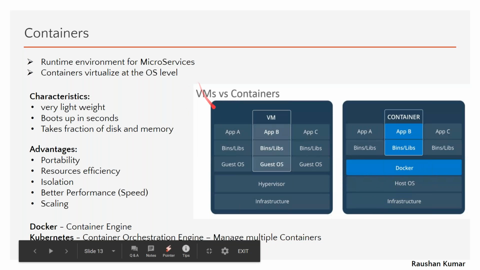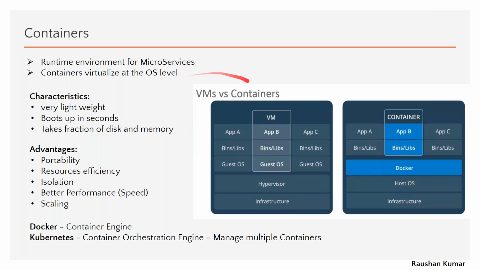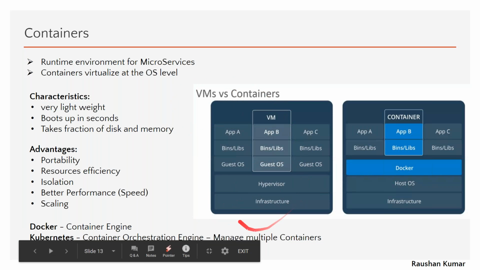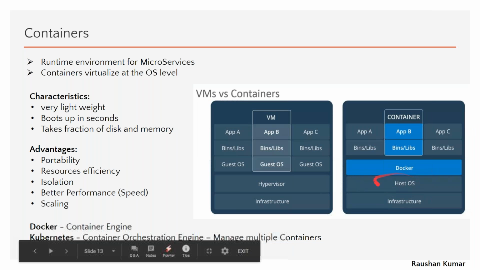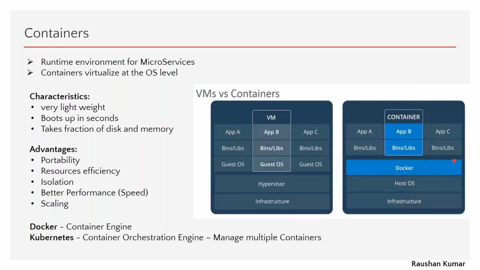Okay, so in the case of VMs, it virtualizes at the infrastructure level. Here, see VM A, VM B, VM C. But in the case of containers, it virtualizes at the OS level. Now I have app A, app B, app C. I can have app A as my web server, app B as my app server, and app C as my database server, and I can have my application running. So that's the advantage of containers.